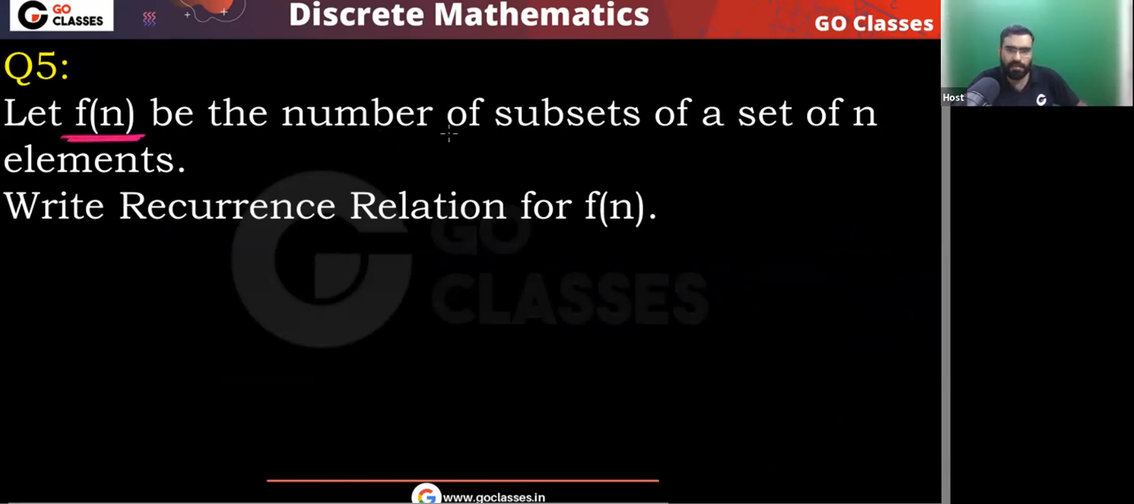Let Fn be the number of subsets of a set of n elements. Write a recurrence relation for this. Means how many subsets are there? So you tell me, if you have a set with n elements, 1, 2, 3 and so on, how many subsets are there?